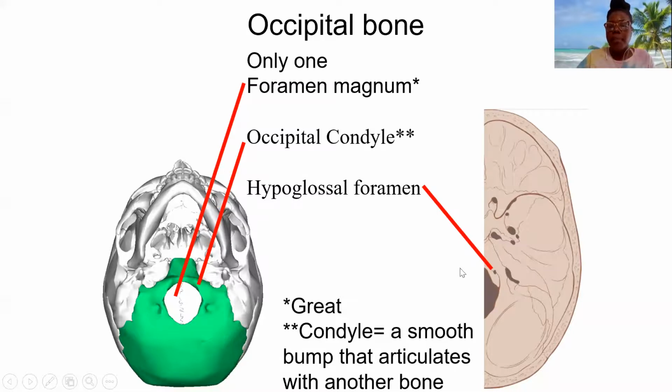Another feature here is the hypoglossal foramen. This is going to allow for the hypoglossal nerve, one of our cranial nerves, and it's also found in the occipital bone.